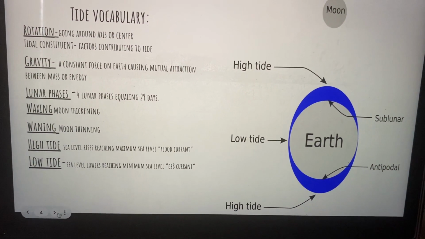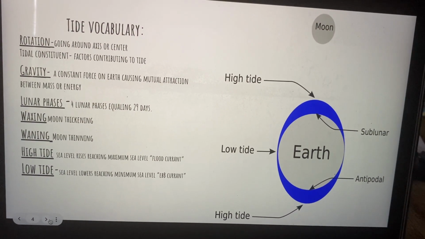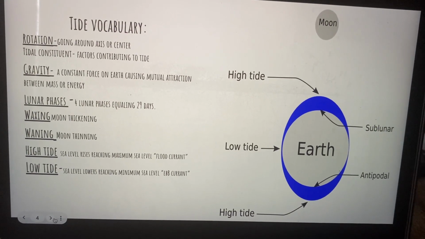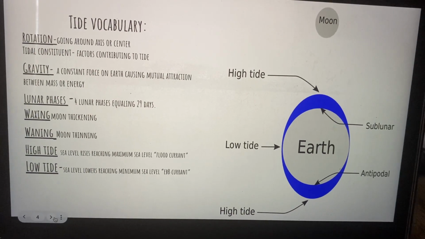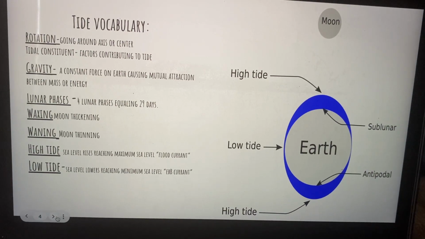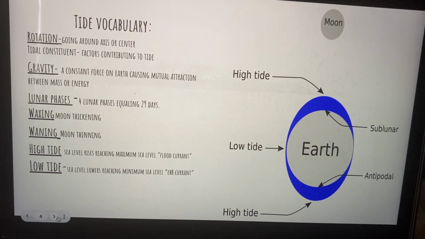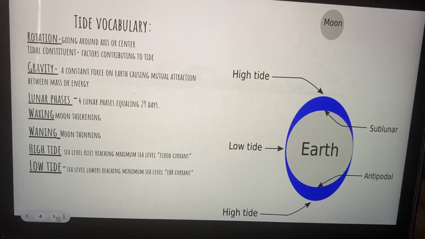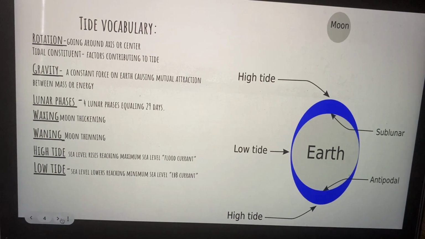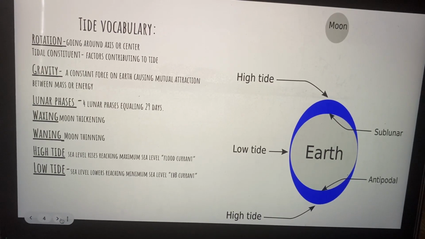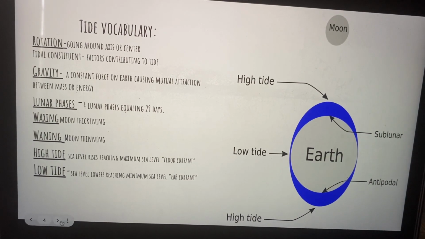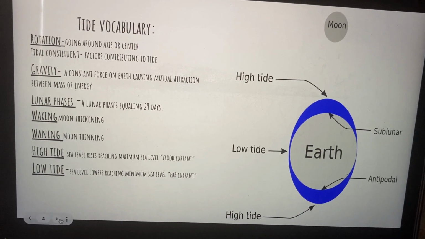Our tide vocabulary will include 8 words: rotation, going around the axis or center; tide constituent, factors contributing to tides; gravity, a constant force on Earth causing mutual attraction between mass or energy; lunar phases, there are 4 lunar phases equaling 29 days; waxing, moon thickening; waning, moon thinning; high tide, when the sea level rises, reaching maximum sea level, the flood current; and low tide, the sea level lowers, reaching minimum sea level, which is also the ebb current.